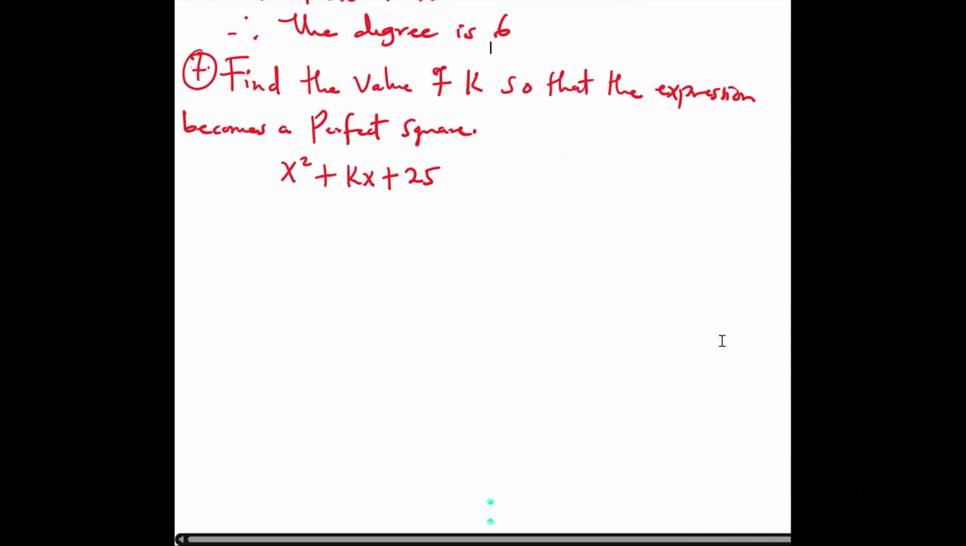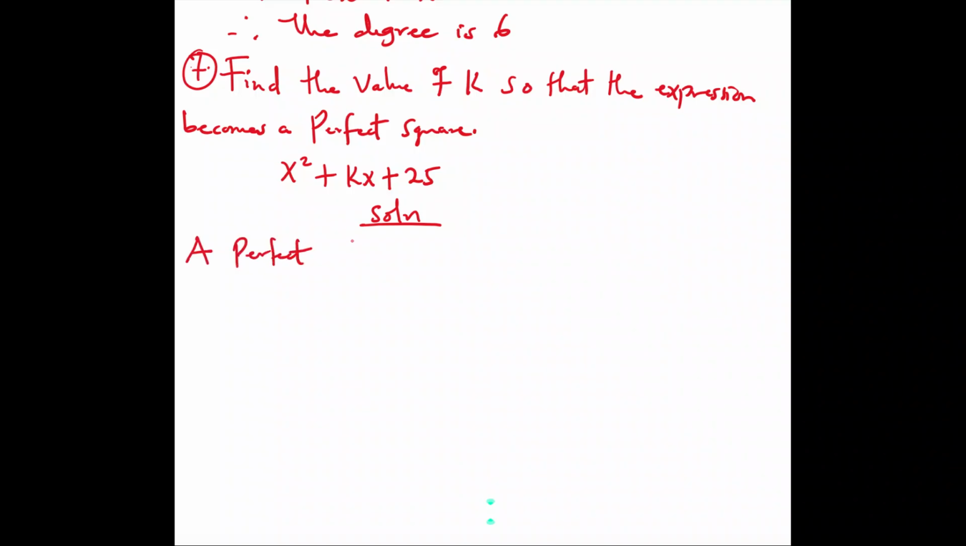Okay, so the next question says, find the value of k so that the expression becomes a perfect square. Okay, so we have x squared plus kx plus 25. And I'm going to write what a perfect square should look like. So a perfect square looks like x plus a all squared, which will be equals to x squared plus 2ax plus a squared. This is what a perfect square looks like.